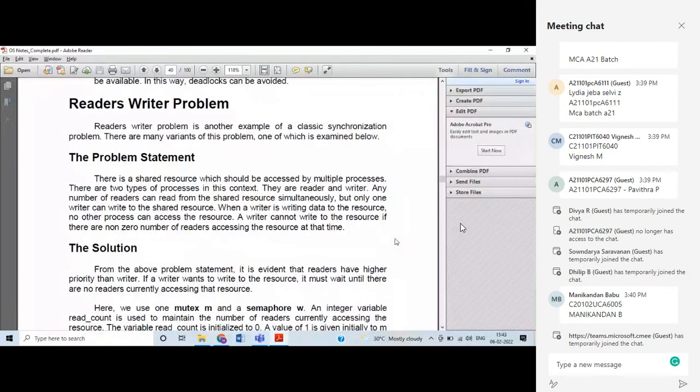And the third one is the readers-writers problem. This is again like a producer-consumer problem.